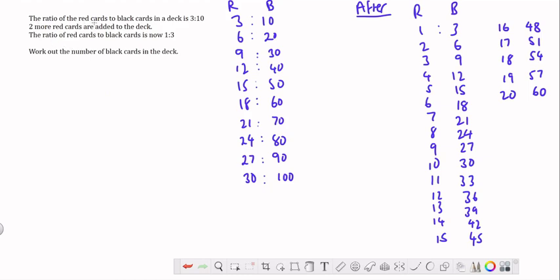Right, the ratio of red cards to black cards in a deck is 3 to 10. So I've got that written here. The ratio of red to black is 3 to 10. Obviously there's more blacks than reds.